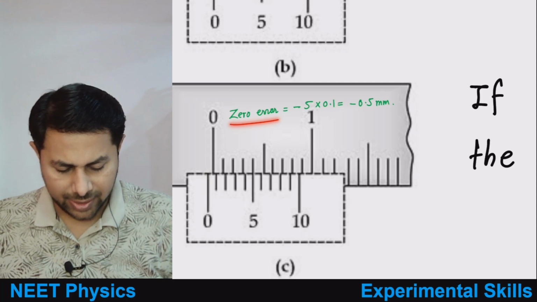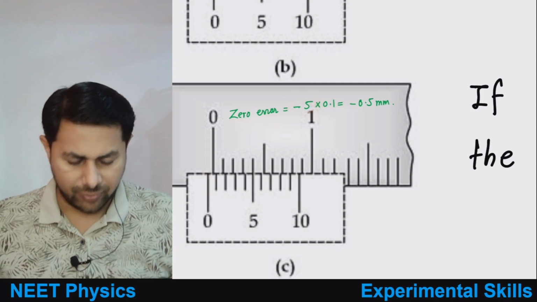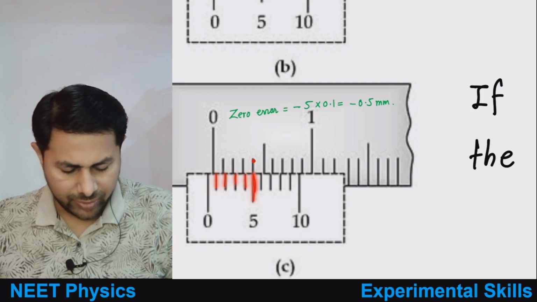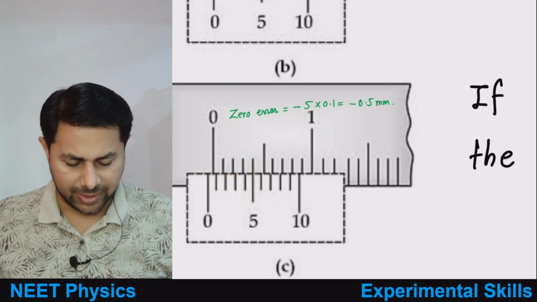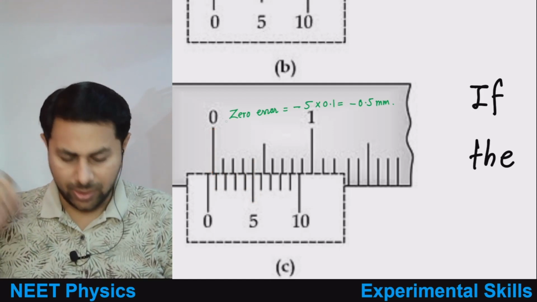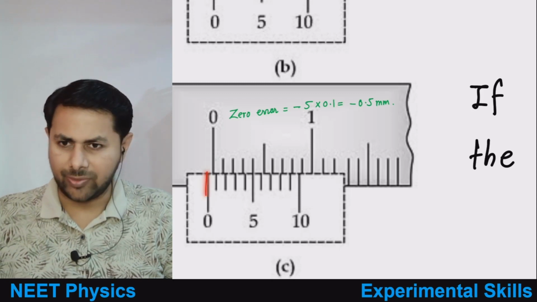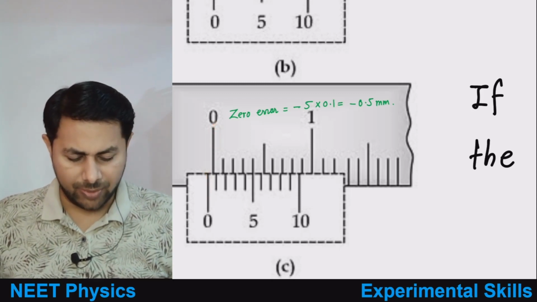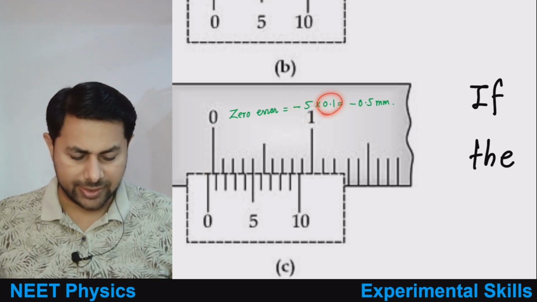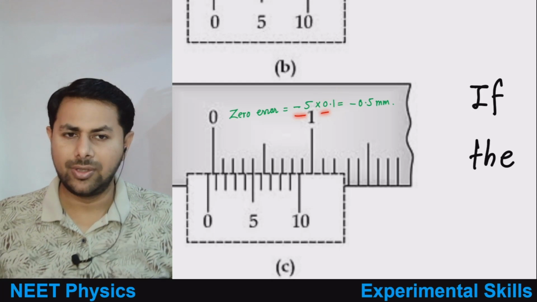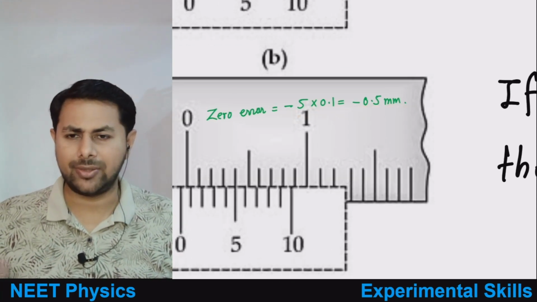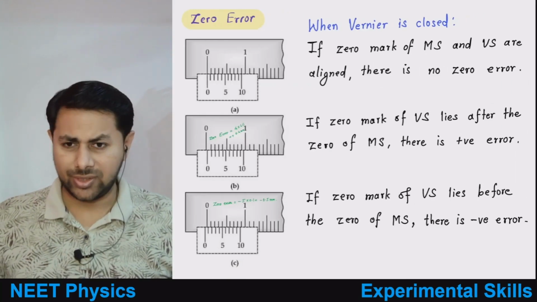So the 0 error is -5. How is it -5? You can see 1 2 3 4 5, the fifth line of the Vernier scale matches with some line of the main scale, but 0 falls before the 0 of the main scale. 0 of the Vernier falls before the 0 of the main scale, and therefore it's -5 multiplied by the least count. The least count is 0.1, so -5 multiplied by 0.1, the 0 error is -0.5 millimeters, right? So this thing is clear.